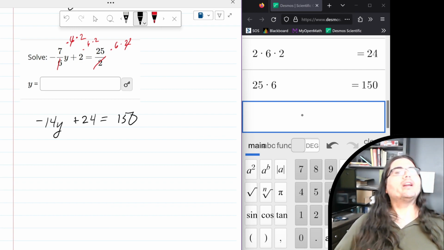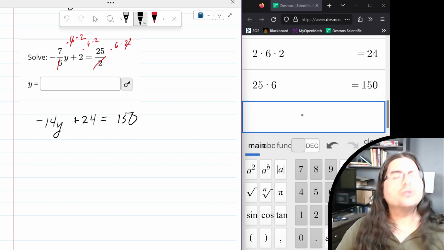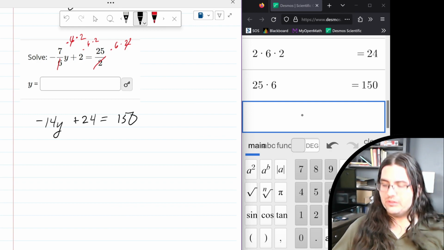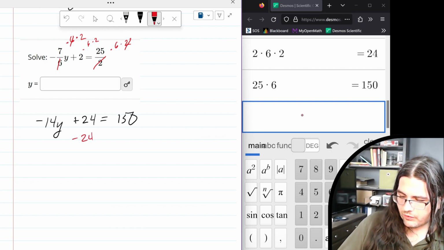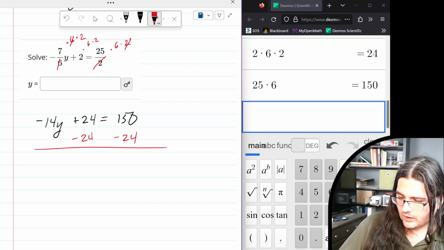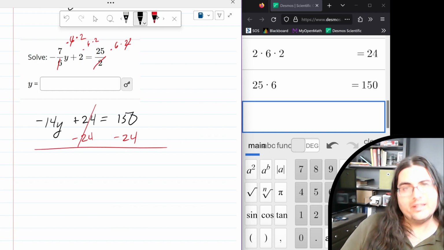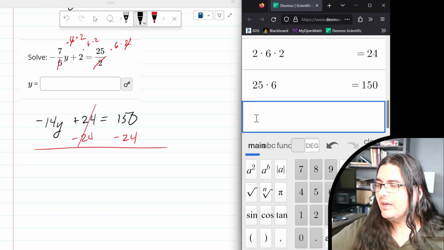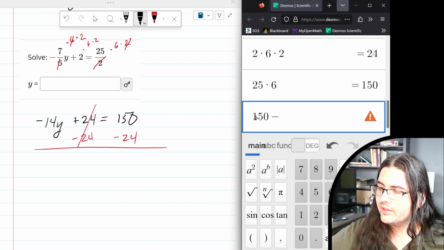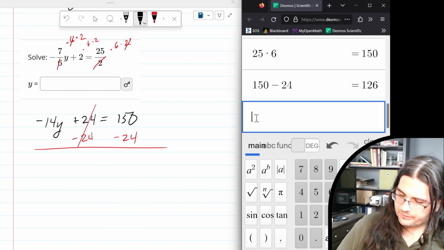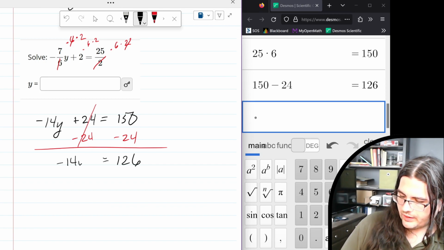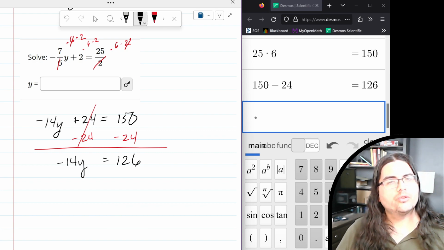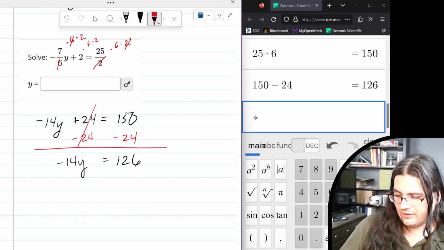As a matter of fact, you might look at this equation now and say, I can deal with this equation as I see it. So let me work from here. I know that I should subtract 24 from both sides of this equation. 24 minus 24 is 0. 150 minus 24 is 126. -14y equals -126. And I can divide by -14.